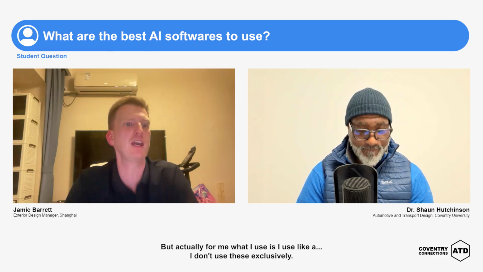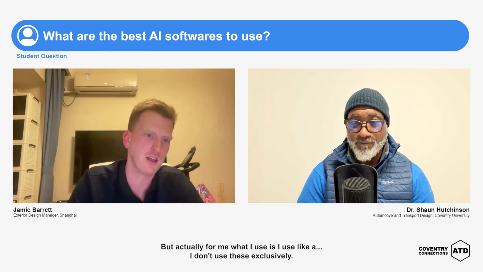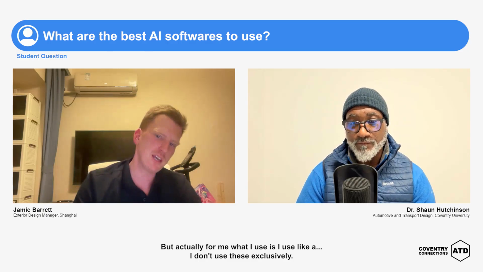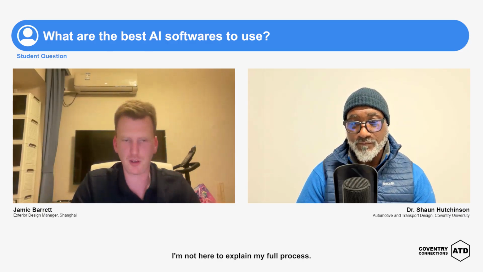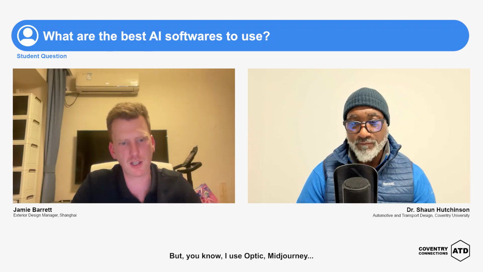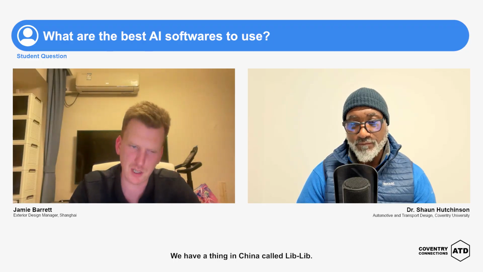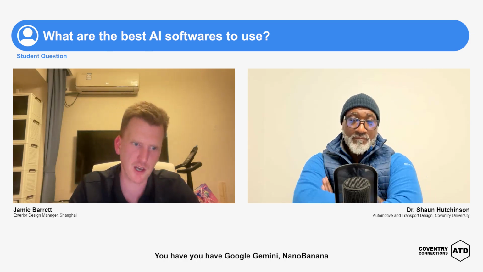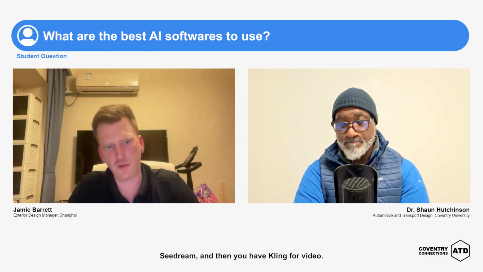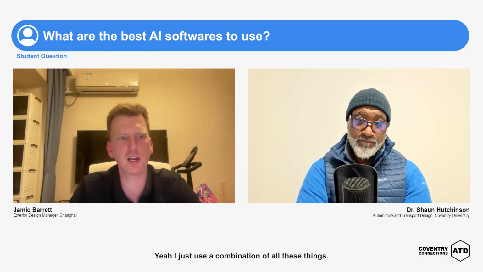But actually for me, I don't use these exclusively. I'm not here to explain my full process, but I use Optic, Midjourney. We have a thing in China called LibLib. You obviously have Google Gemini, Nano Banana, Seed Dream, and then you have Kling for video, Midjourney video. What else do I use? I just use a combination of all these things.